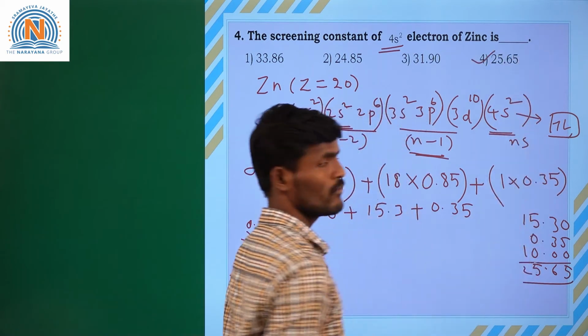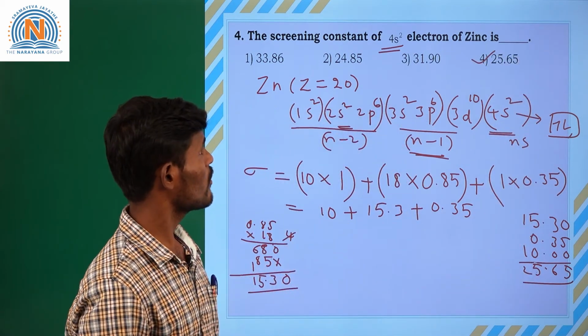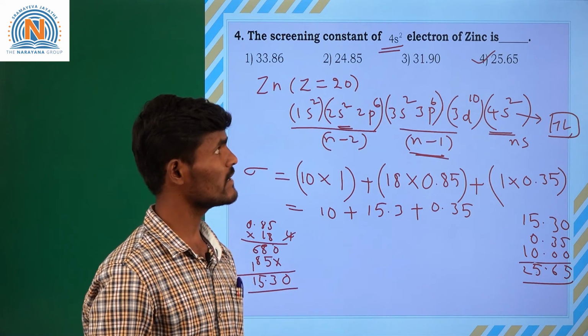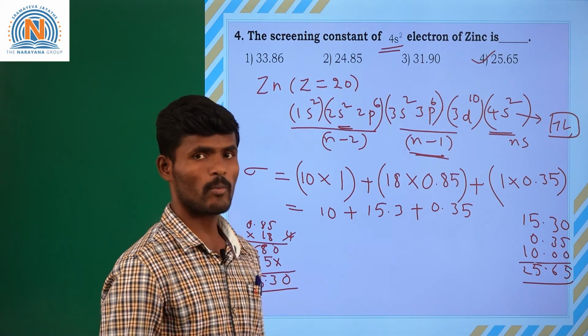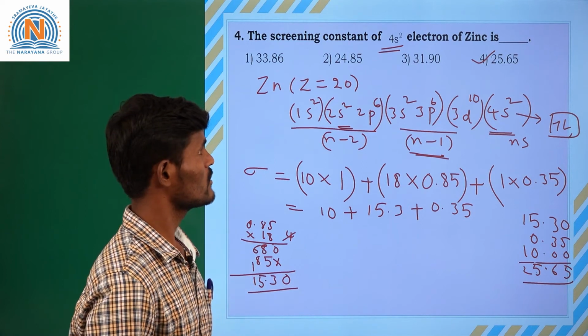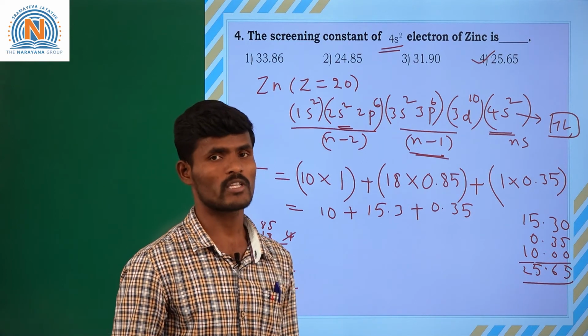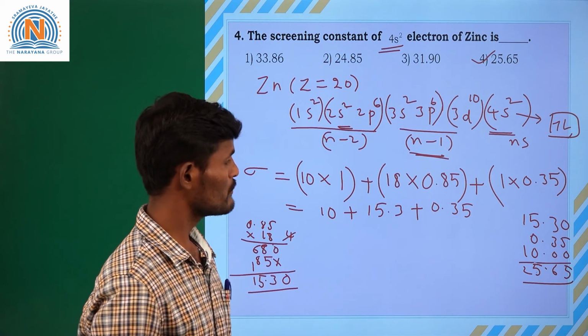So the answer is the fourth option. The screening constant of the 4s2 electron of zinc is 25.65. So the option is the fourth option. Come to the fifth question.